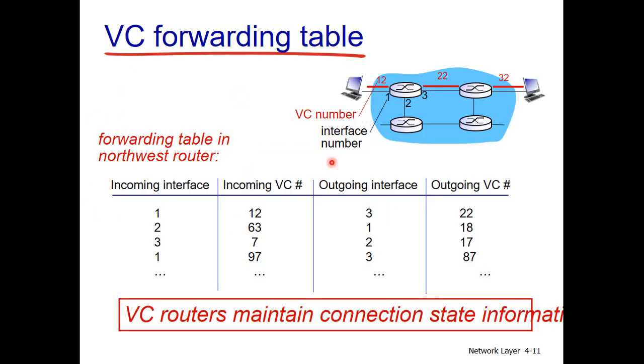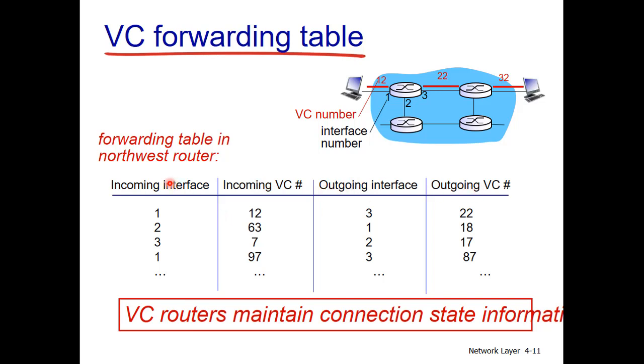So let's talk about this. Let's assume that this is my network. In this network, there are two hosts, two end systems, which have established a virtual circuit. Let's look at this router and see its virtual circuit entries. This is the virtual circuit forwarding table for this router. It has 4 columns: incoming interface, incoming virtual circuit number, outgoing interface, outgoing virtual circuit number.